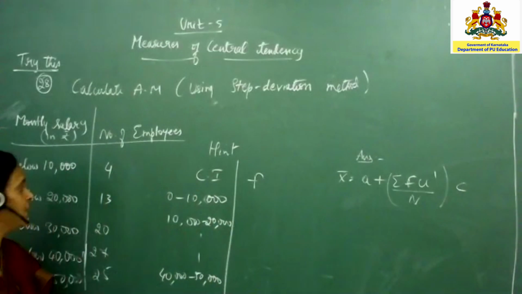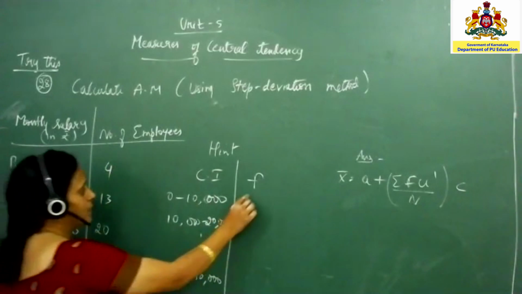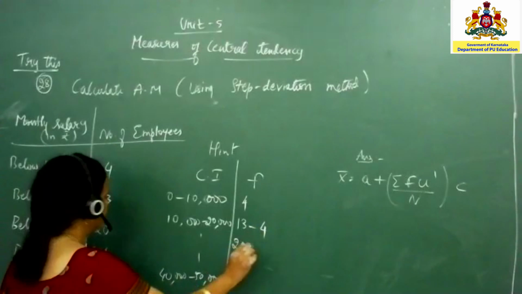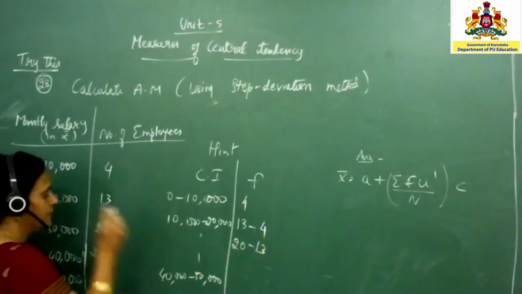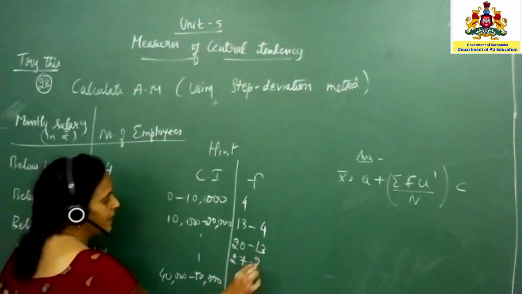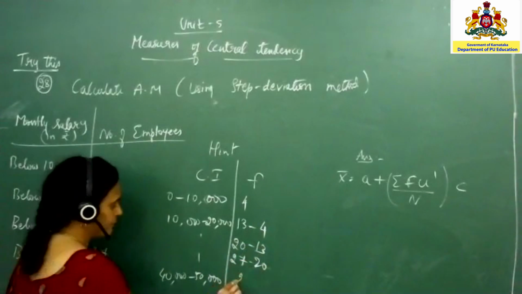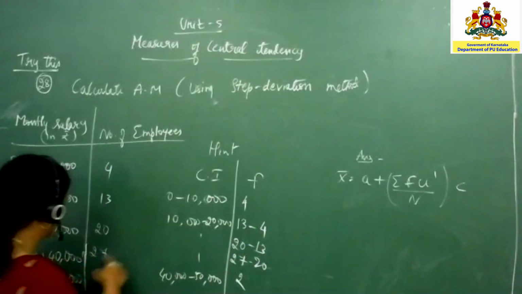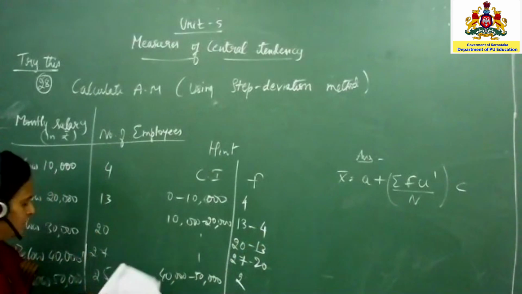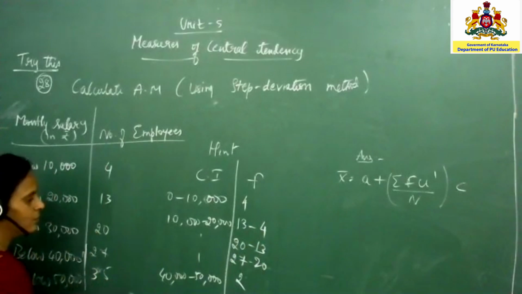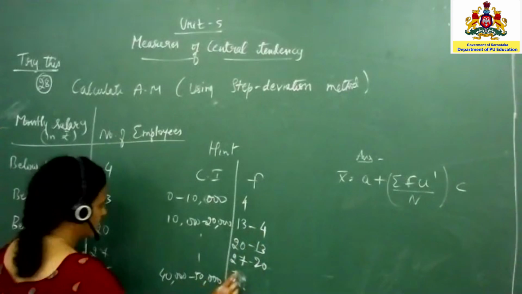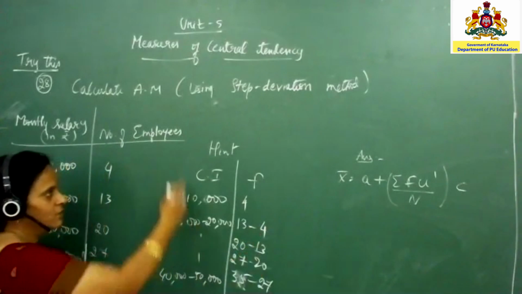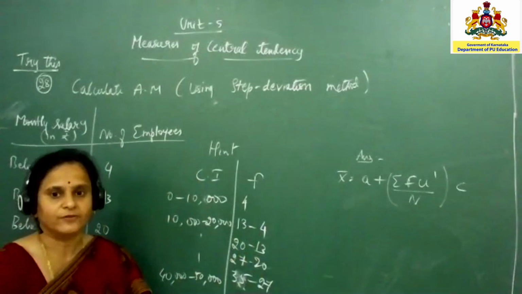Next is frequencies. We have to check the frequencies. The first value will be 4. So the next frequency will be 13 minus 4. Next frequency will be 20 minus 13. Next frequency will be 27 minus 20. Sorry, someone was wrong. It is 35 here. So the last frequency is 35 minus 27. So simplify these values and you'll be getting class interval and frequency.